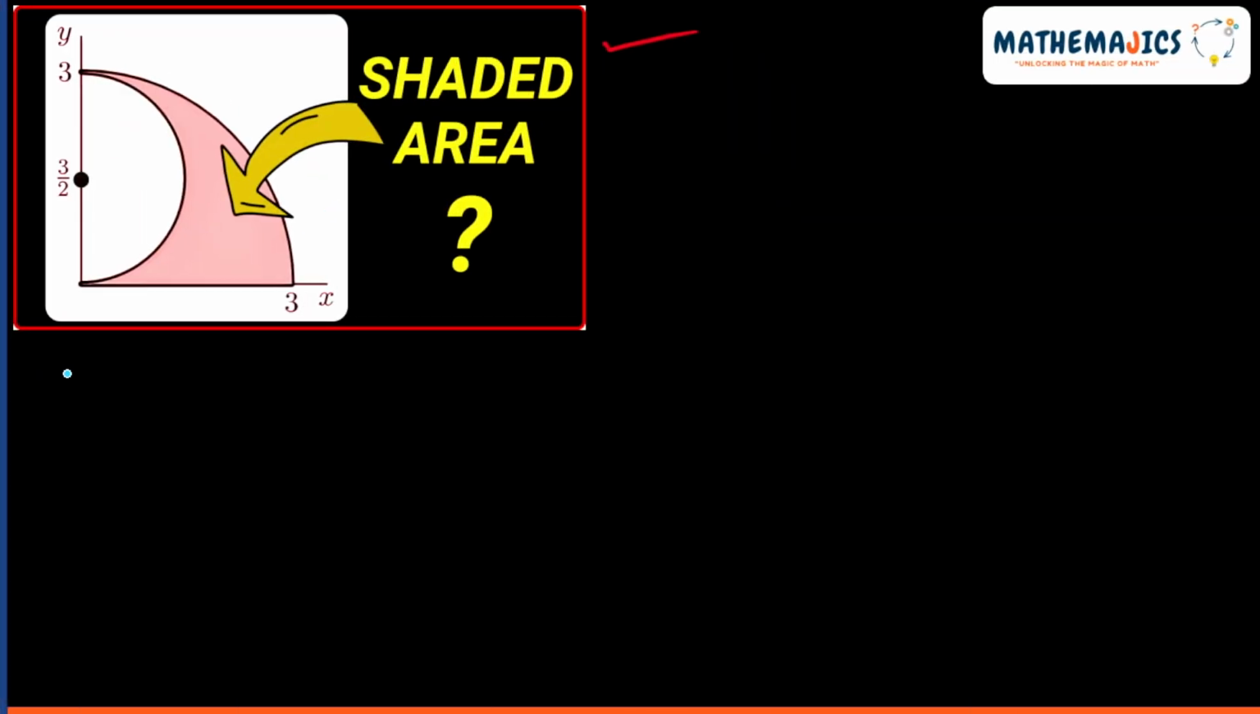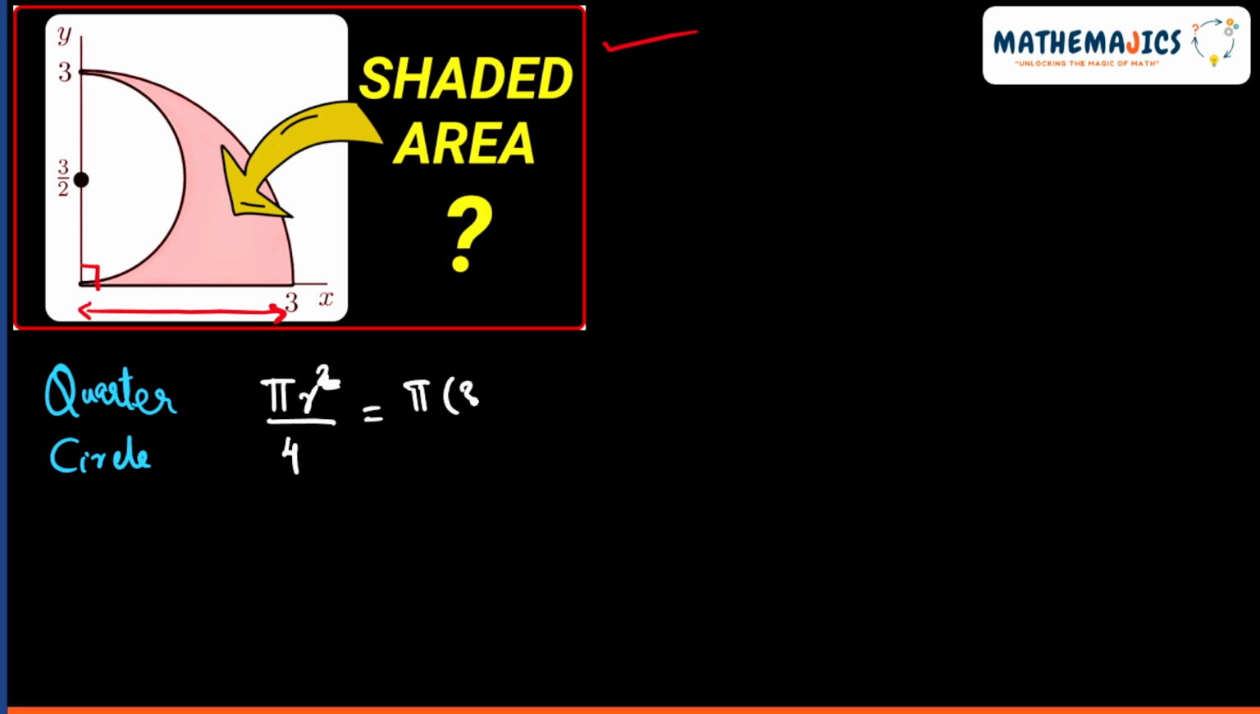First of all, let's find the area of the quarter circle. Area of a quarter circle is pi r square upon 4. Correct? Pi r square upon 4. What is the radius of the quarter circle? As we can clearly see, this is the quarter circle and the radius is 3 units. Correct? So let's find the area. This will be pi 3 square upon 4, which will give us 9 pi by 4 unit square.